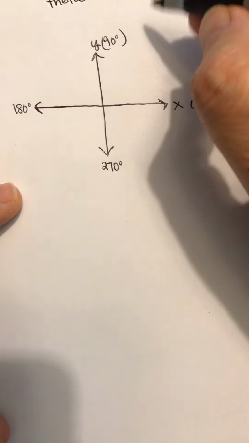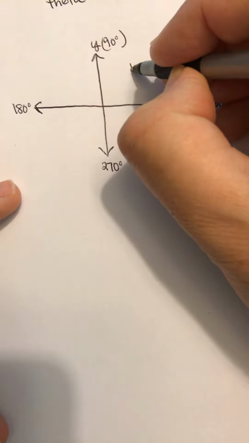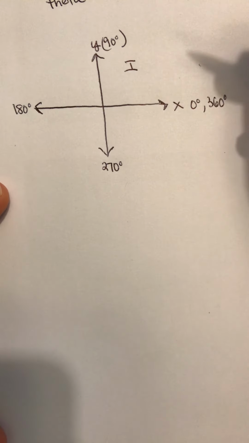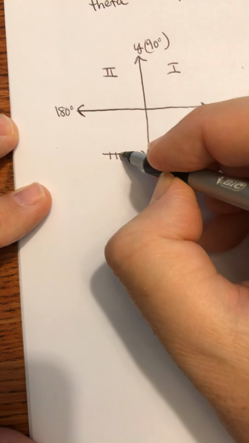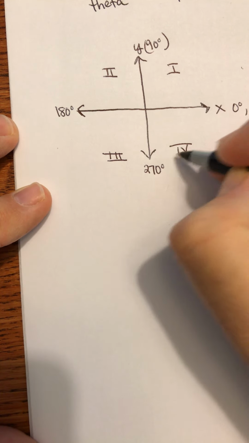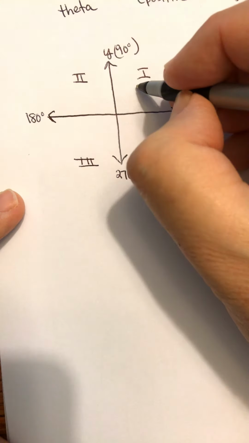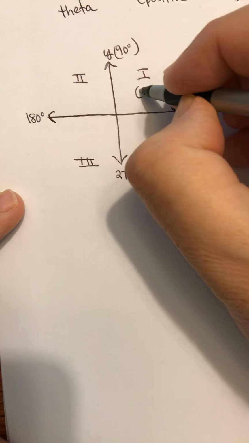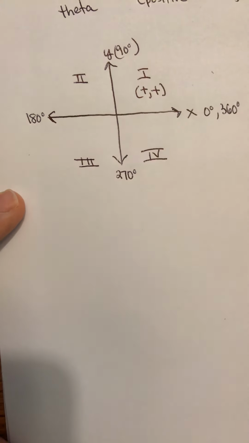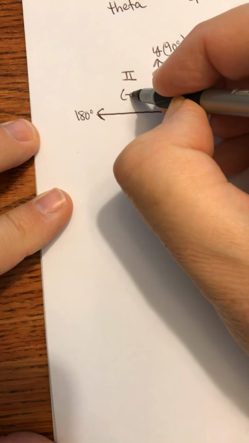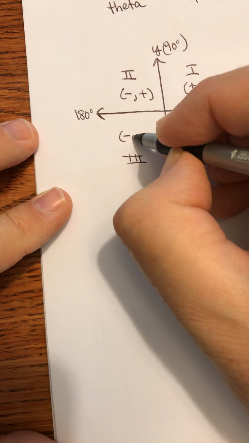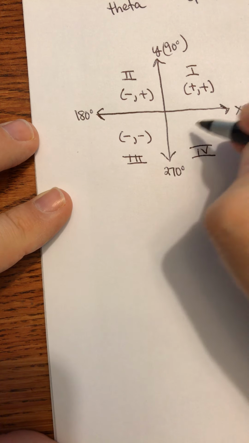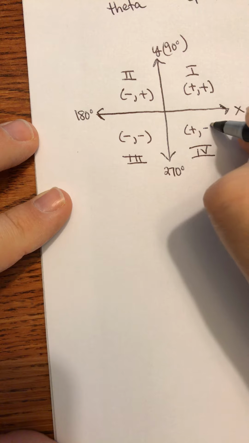All right, so this top right corner is known as quadrant 1. And just like the angles, we go in the counterclockwise direction. This would be quadrant 2. This is quadrant 3. And this is quadrant 4. In quadrant 1, every single ordered pair has a positive x and a positive y. Quadrant 2, the x's are negative, but the y's are positive. And in quadrant 3, both the x and the y are negative. Quadrant 4, positive x, negative y.